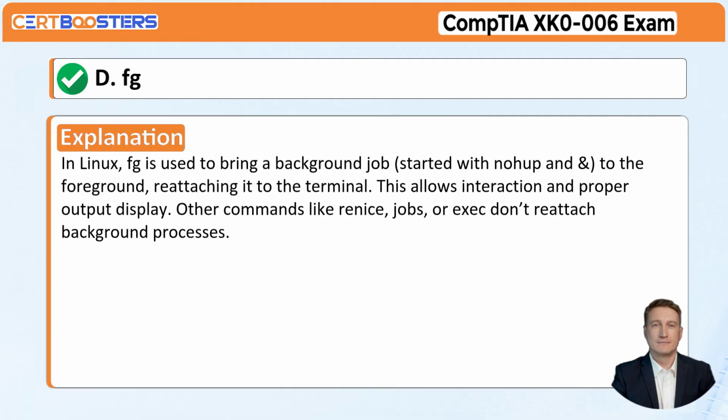Explanation. In Linux, FG is used to bring a background job, started with nohup, to the foreground, reattaching it to the terminal. This allows interaction and proper output display. Other commands like release, jobs, or exec don't reattach background processes.